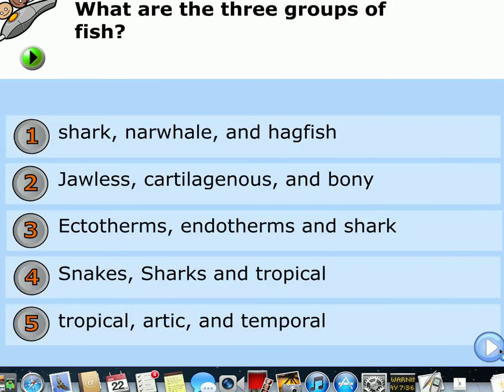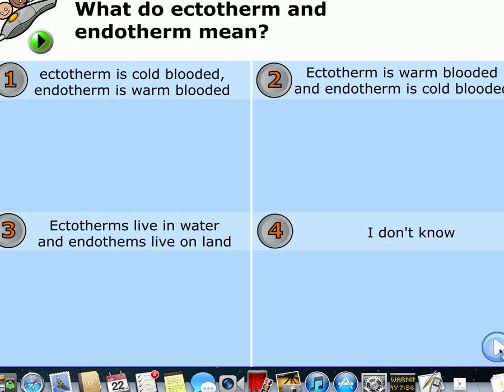Listening check number 3. What are the 3 groups of fish? Shark, narwhal, and hagfish. Jawless, cartilaginous, and bony. Ectotherms, endotherms, and shark. Snakes, sharks, and tropical, Arctic, and temporal. One more listening check. What do ectotherm and endotherm mean? Ectotherm is cold-blooded, endotherm is warm-blooded. Ectotherm is warm-blooded and endotherm is cold-blooded. Ectotherms live in water and endotherms live on land? Or I don't know.